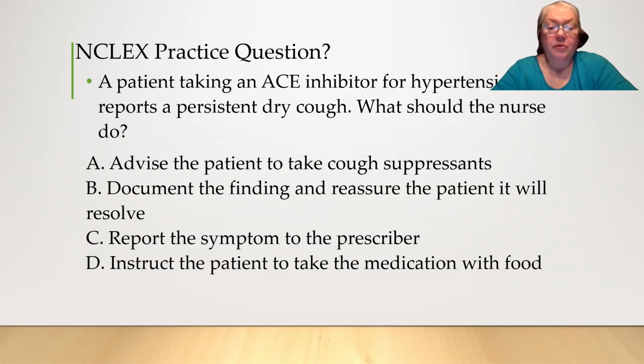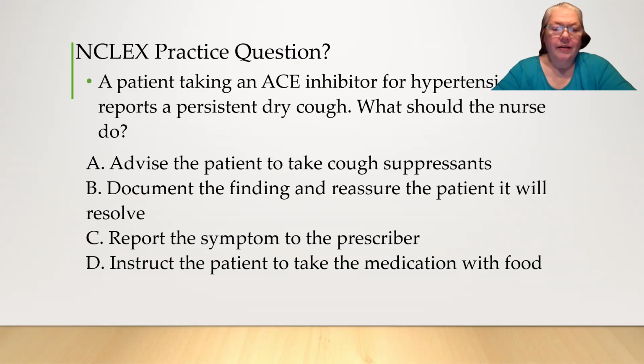Report the symptom to the prescriber is always appropriate in this because a dry hacking cough is a common adverse effect of ACE inhibitors. And it should be reported to the prescriber so that they can determine whether or not they need to switch this person to an ARB. Because again, an ACE inhibitor has this side effect, but an ARB doesn't. And so they may tolerate the ARB better.